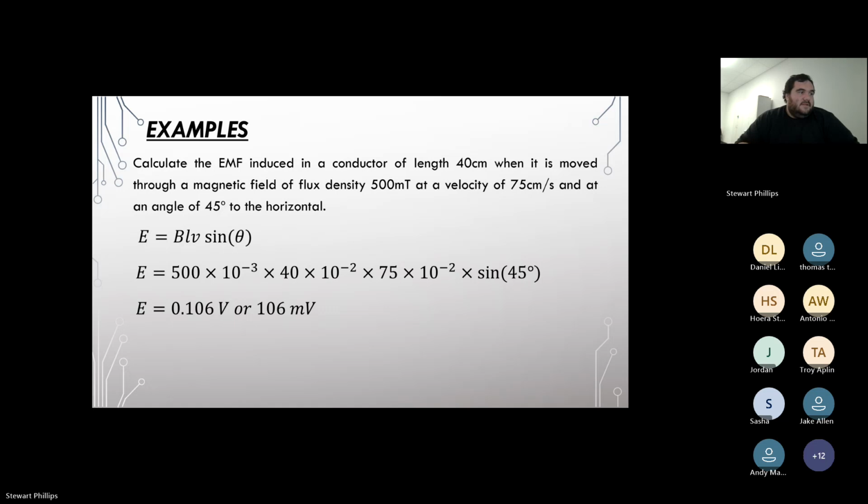Cool. So when we take 500 and times it by 10 to the negative 3, it's the same as dividing it by 1,000. So milliteslas, so it's just milli.